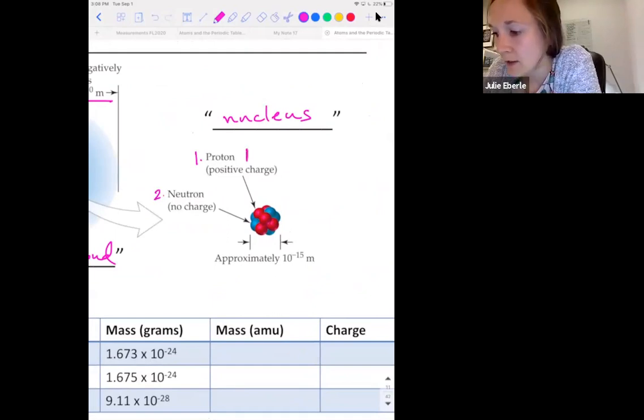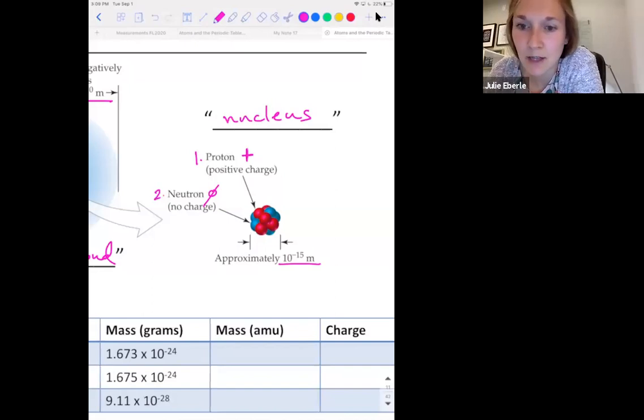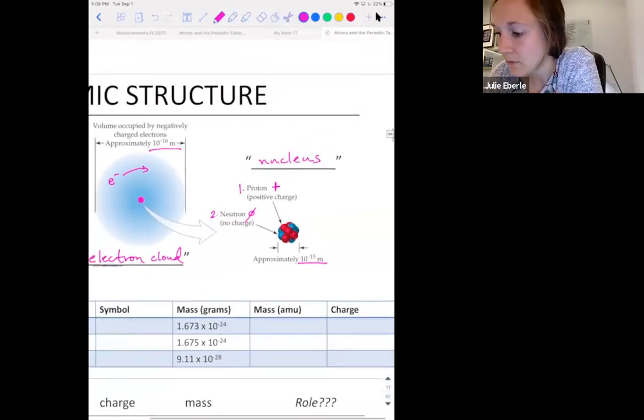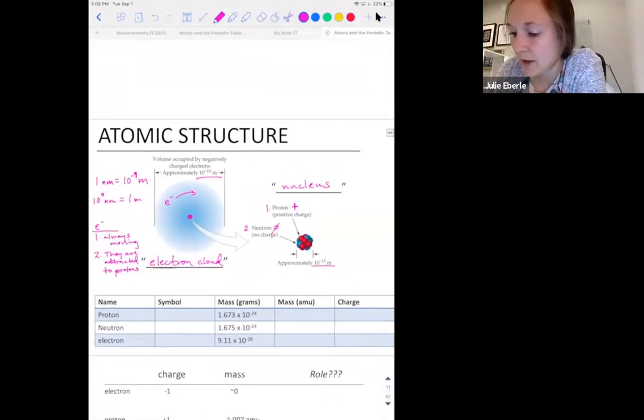Protons have a positive charge. Neutrons do not have a charge, no charge. Okay, and we'll talk about electrons in a second. You can see the nucleus is even smaller, 10 to the minus 15 meters. There are prefixes that we didn't even get into in this class that go down to that level, but you don't have to know them for this class. Let's fill in this table. So we have these three, we call these subatomic particles. If I say the word subatomic particles, I'm talking about protons, neutrons, or electrons.